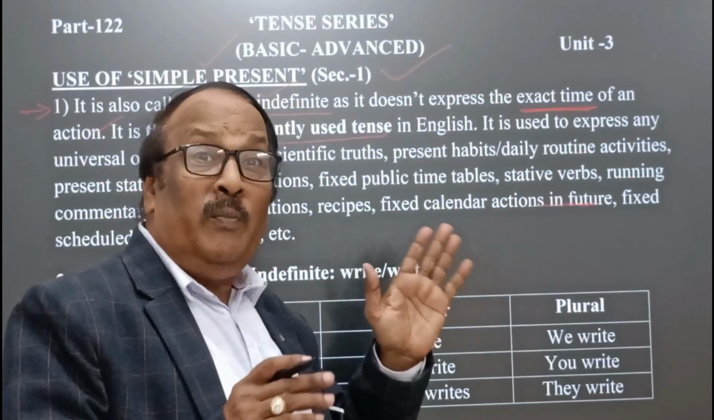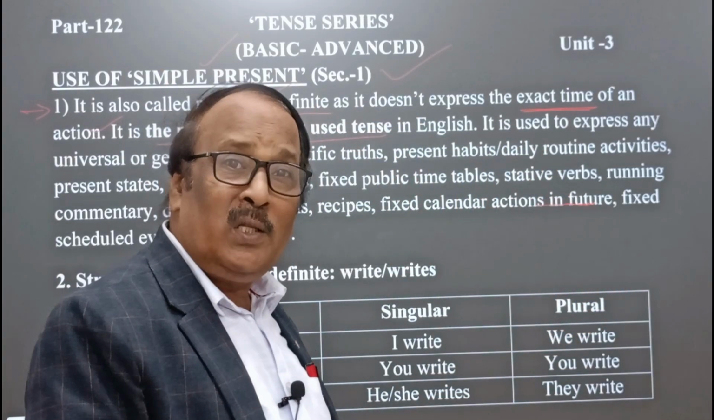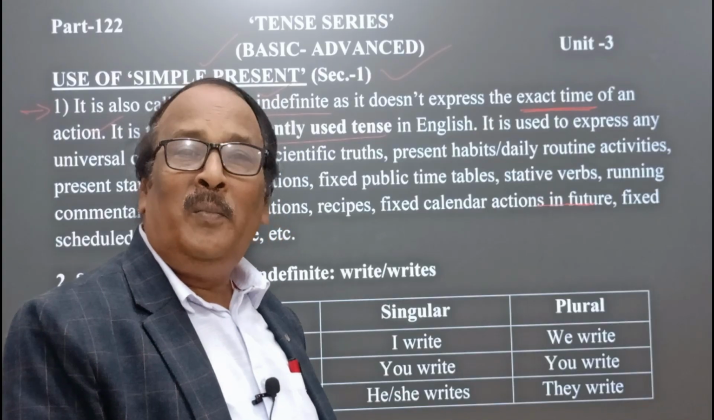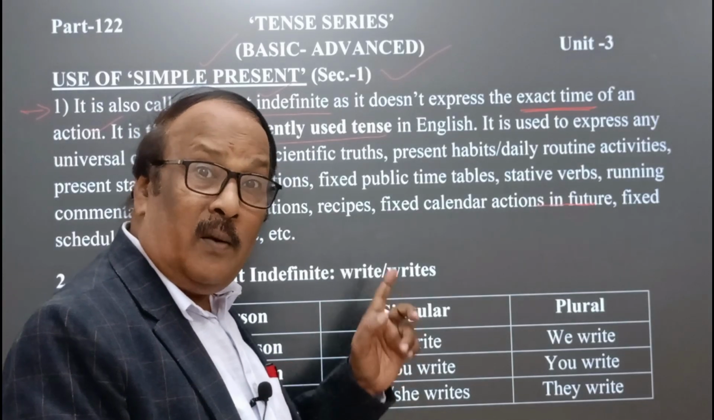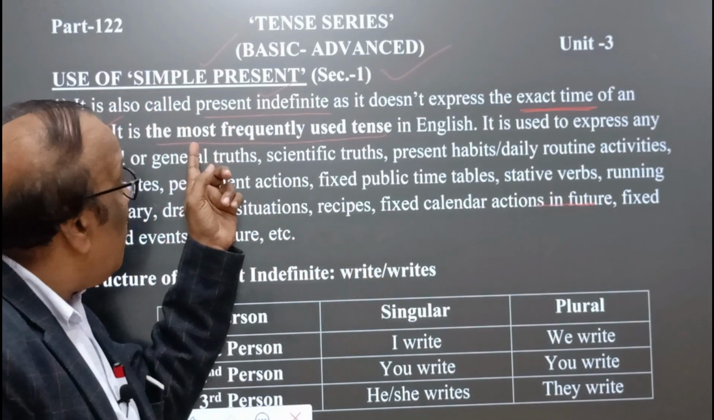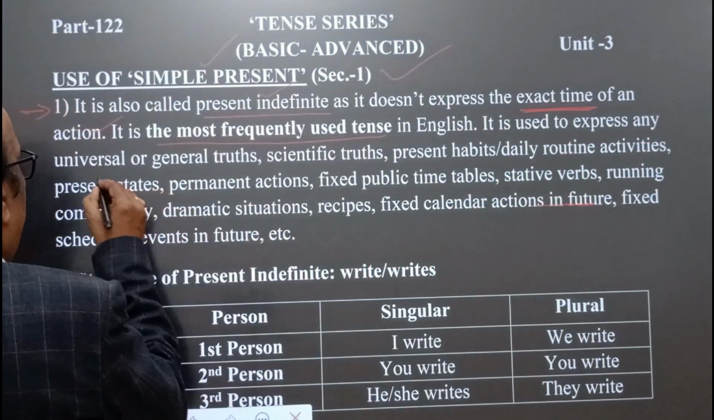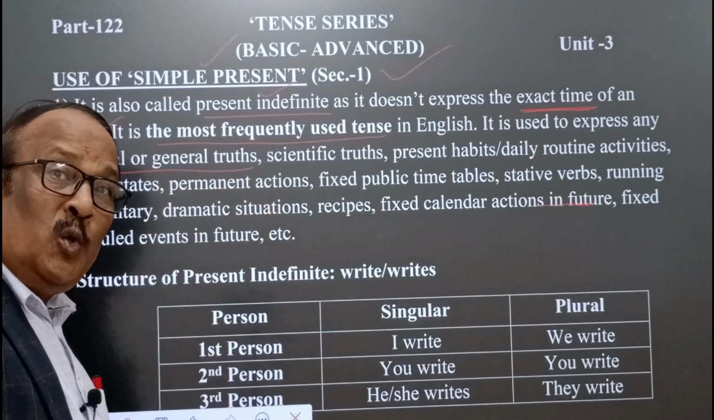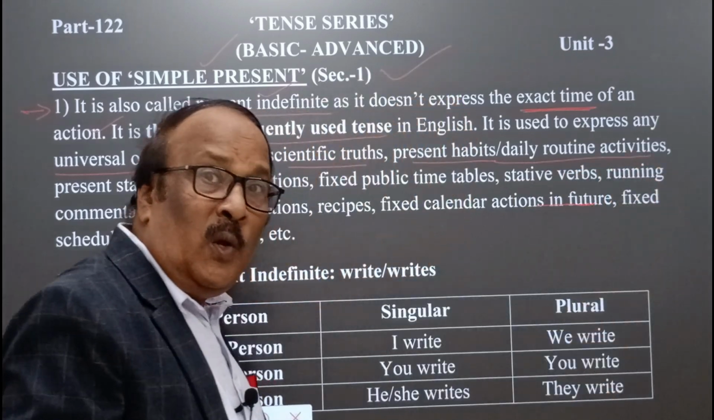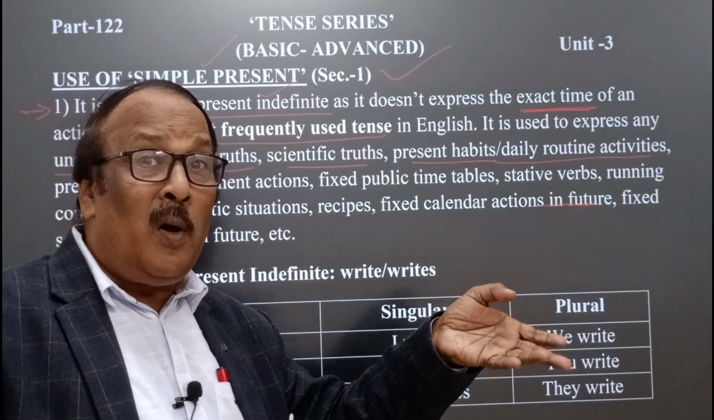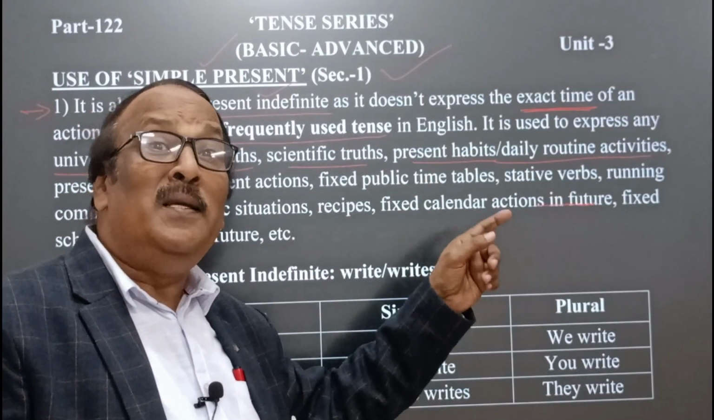In another sense, its scope or area of application is larger than present progressive, present perfect, present perfect progressive, or any aspects of past and future. Therefore, simple present is the most frequently used tense. It is used to express any universal or general truth, scientific truth, present habit or daily routine activities, what we habitually perform in our day-to-day life. That sort of action is expressed through simple present.